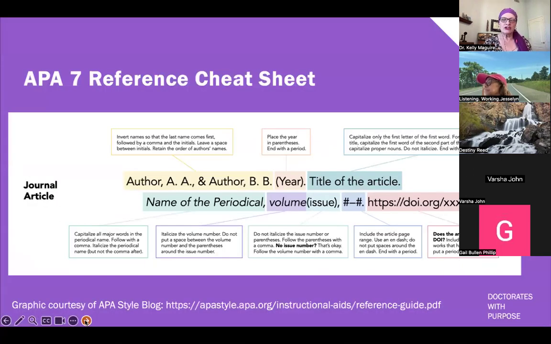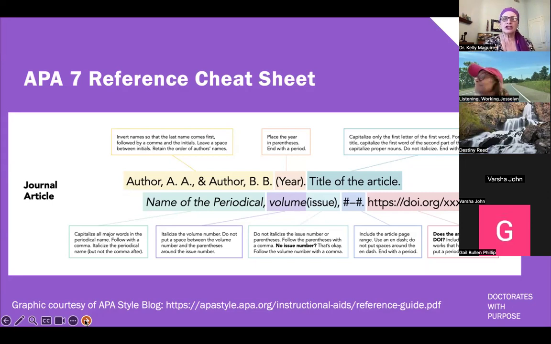So this is just a reminder of what I had done the last couple of times as far as a reference cheat sheet. If you look at the bottom of this slide, the little address to find this particular graphic is apastyle.apa.org. This is a fantastic resource. So maybe while I'm talking, you can go there and get this little cheat sheet. I can always put the link in the chat later.